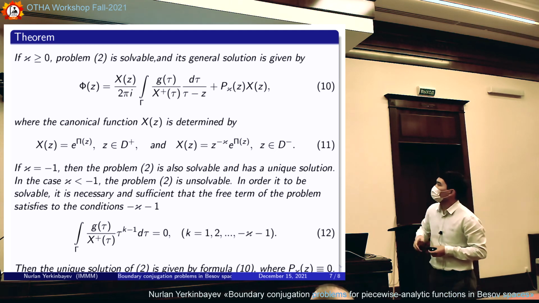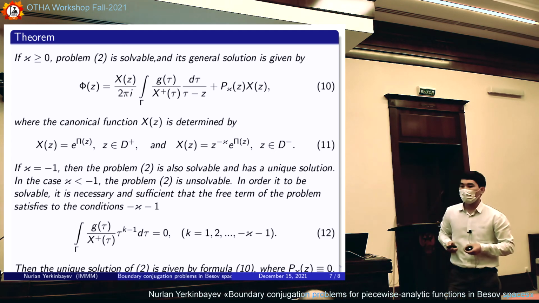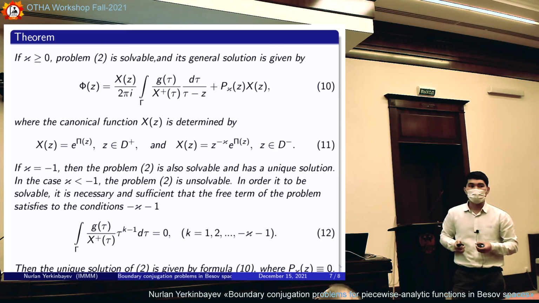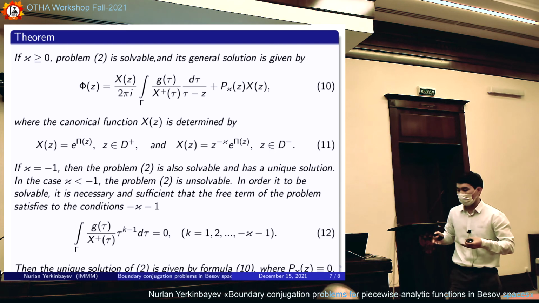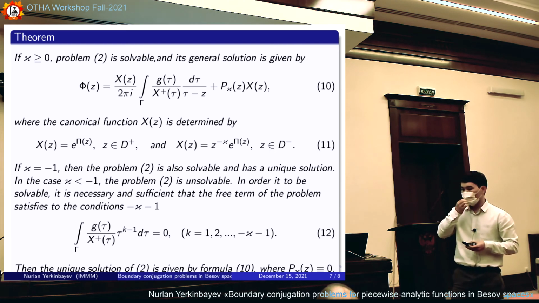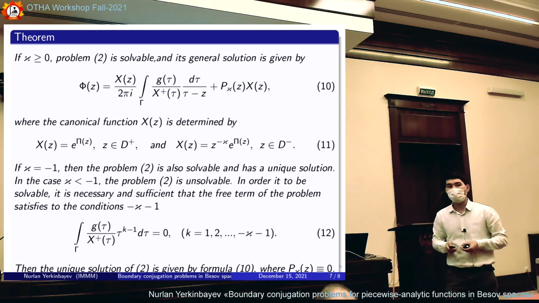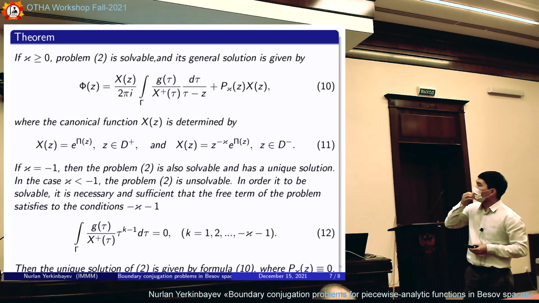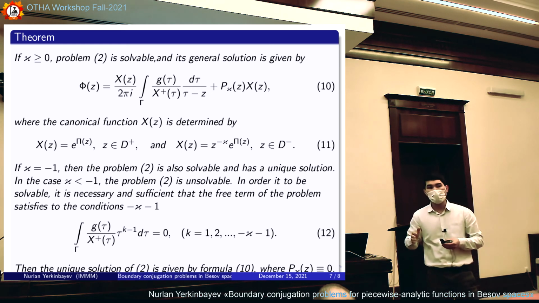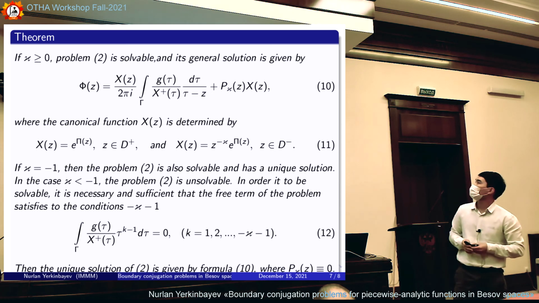And when we studied this problem, we used the famous method of the book written by Gakhov and Muskhelishvili. Then this problem was solved in Lebesgue spaces and Holder spaces, but not Besov spaces.